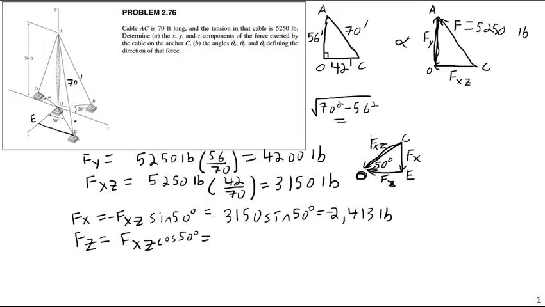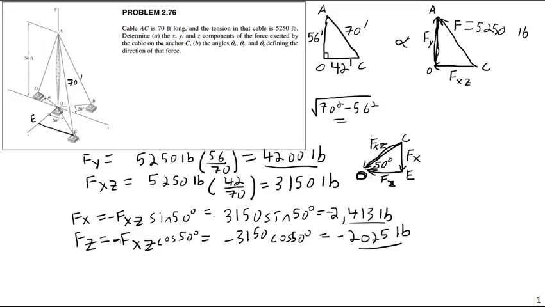And let's see, this is also going to be negative, isn't it? Because it's going to be in the negative z direction. So I'm going to have negative 3,150 times the cosine of 50 degrees, negative 3,150 times the cosine of 50 is negative 2,025 pounds. And that's how you get your force components.